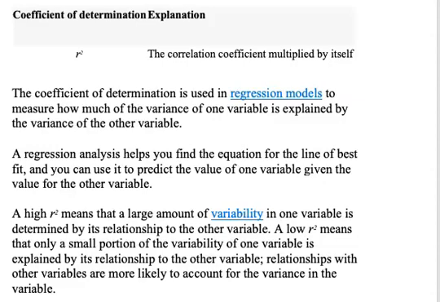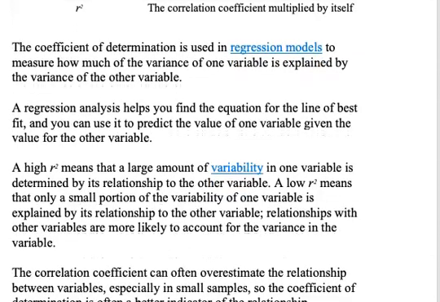Coefficient of determination. When you square the correlation coefficient, you end up with the coefficient of determination, r squared. This is the proportion of the common variance between the variables. The coefficient of determination is always between 0 and 1, and it is often expressed as a percentage. It is used in a regression model to measure how much of the variance of one variable is explained by the variance of the other variable.